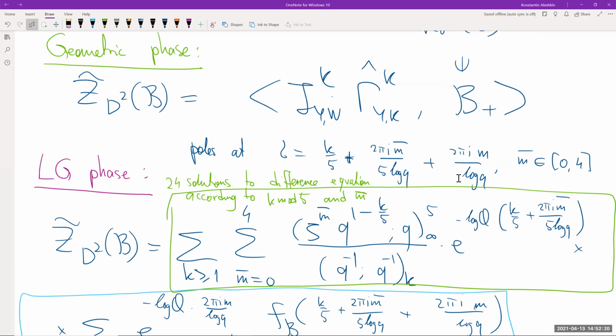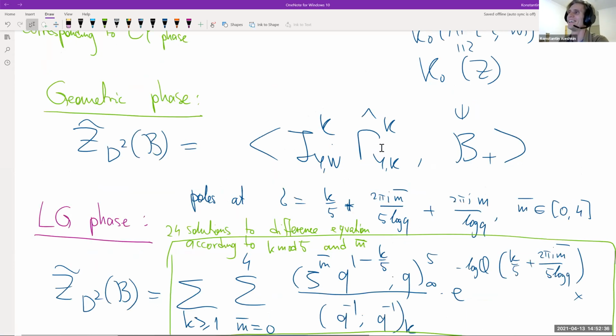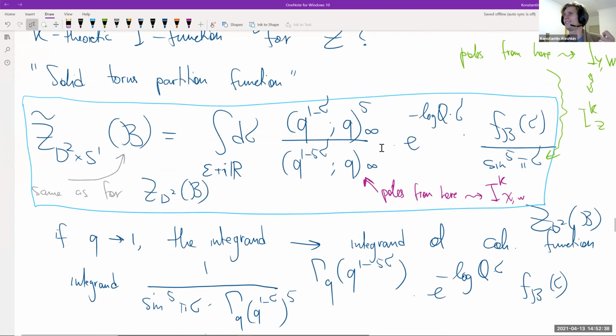More questions? Do you know how this trigonometric piece of the solid torus partition function would look for more general GIT quotients? Yeah, sure. So for one-dimensional models, if we consider a degree R hypersurface in P^n, then this becomes N, and this becomes R.